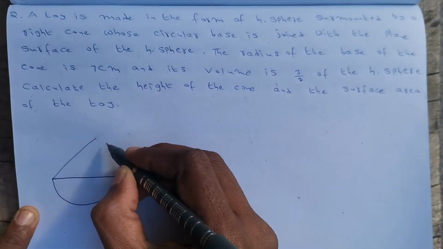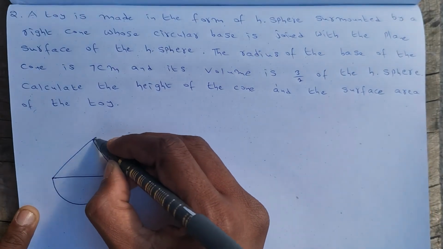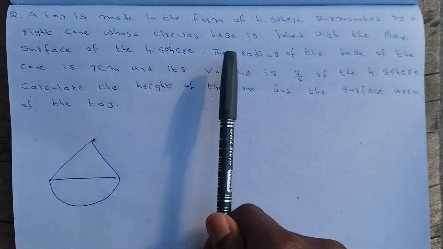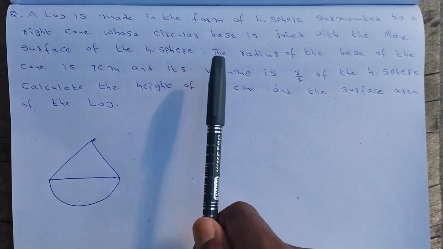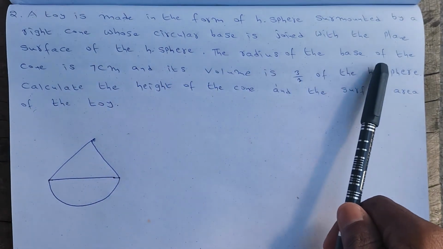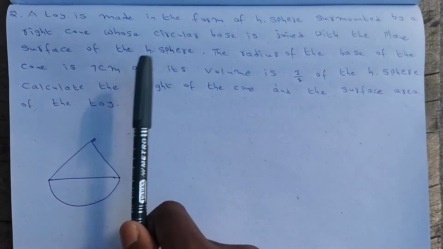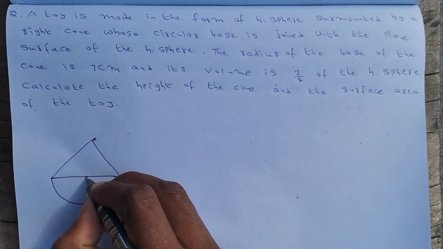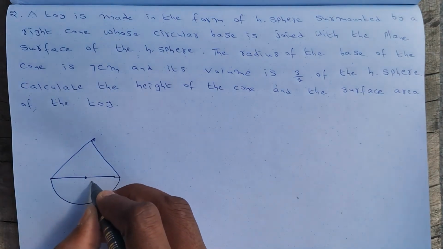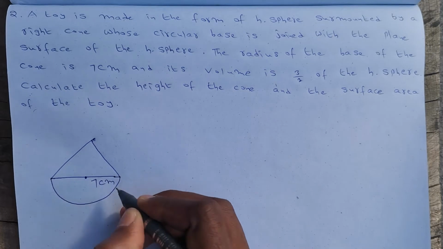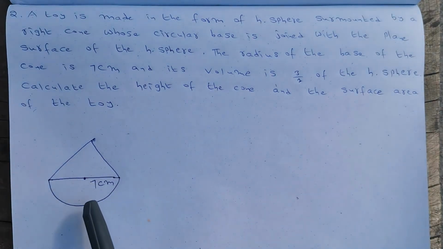Upon this one cone is now joined with the plane surface of the hemisphere. The radius of the base of the cone is 7 centimeters. So here the radius of the base of the cone is 7 centimeters. The radius of the cone is exactly equal to the radius of the hemisphere, that is 7 centimeters.